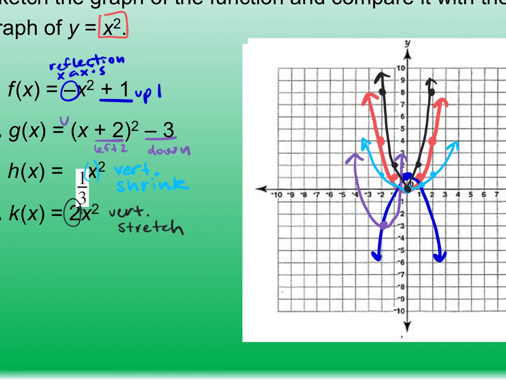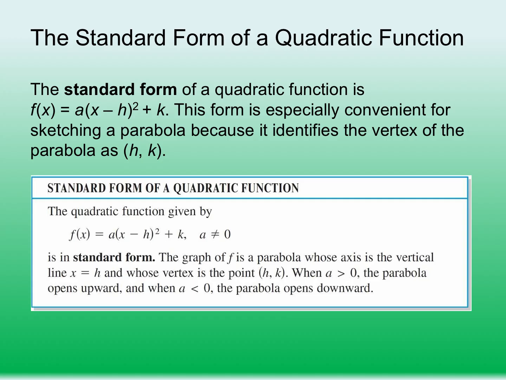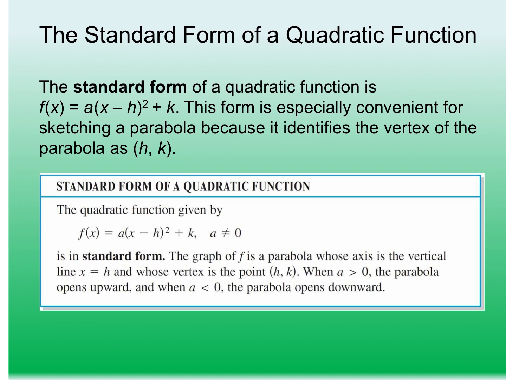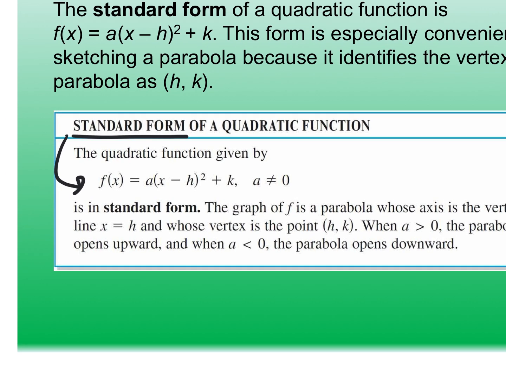So you can apply your transformations or just plug in values to see the shape of your graph. Now, our book says that this is standard form, but some books call this vertex form because when it's in this form, a times (x minus h) squared plus k, you can clearly identify what your vertex is. So sometimes this is called vertex form, but this book calls it standard form. But we have h and k as our vertex. So the vertex is the point (h, k).